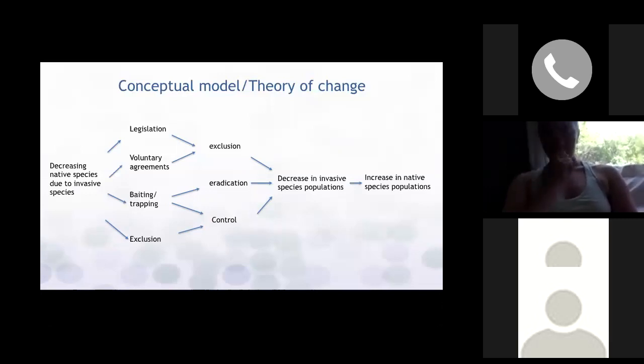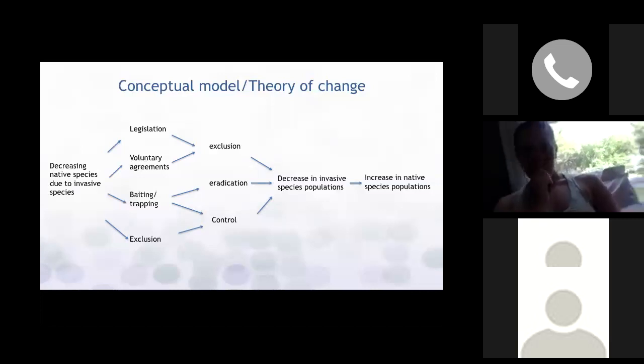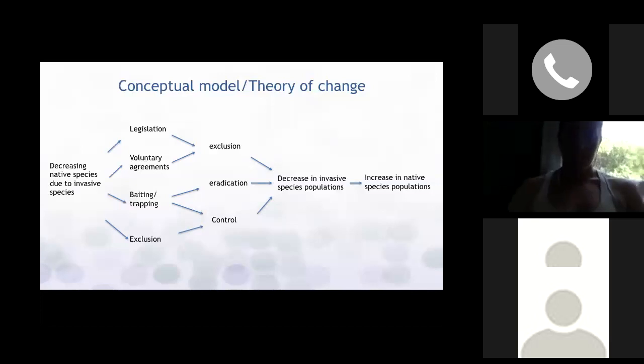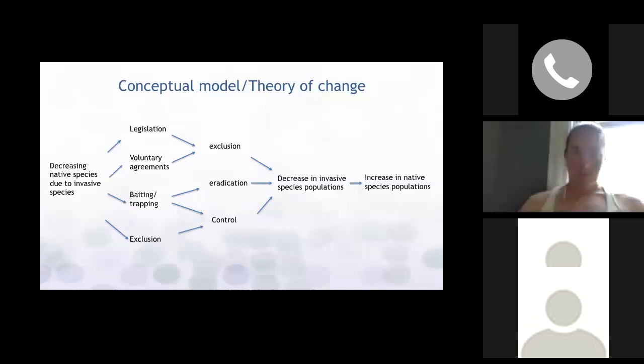Or due to decreasing, okay, right. And so they're looking then at, okay, from that, this leads to these different types of actions in response, which then leads to these different types of intermediate outcomes where you're excluding, eradicating, controlling different populations. And this is what they're looking to achieve, that if you do these things, it'll decrease invasive species populations, which will lead to an increase in native species populations.